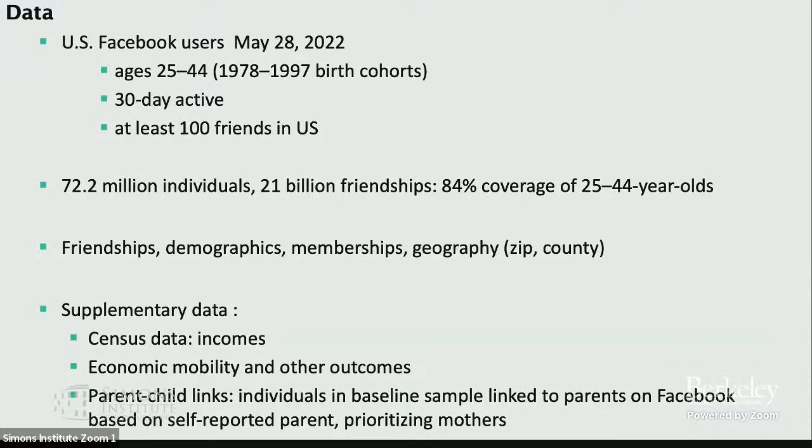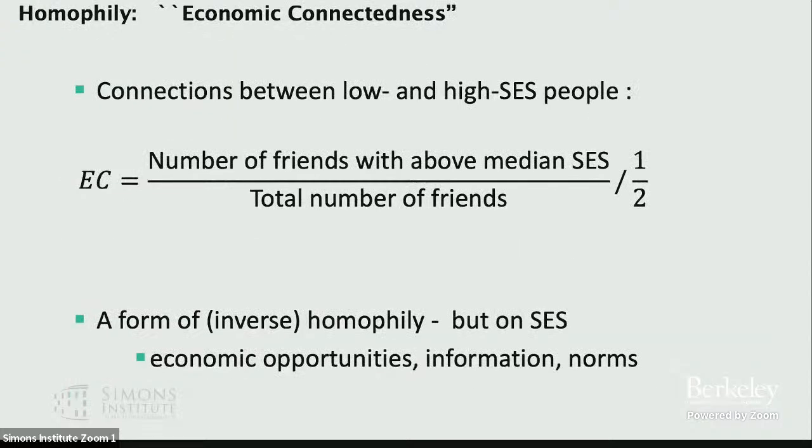These are going to be active users with at least 100 friends. So it's 72 million people, 21 billion friendships. It's 84% of the coverage of people in the United States. And then we have a lot of information about them. We have the friendships, a lot of demographics, geography, memberships in different groups, where they went to high school, college, recreation groups, churches, et cetera. And then we're going to marry that with census data and a bunch of other things.